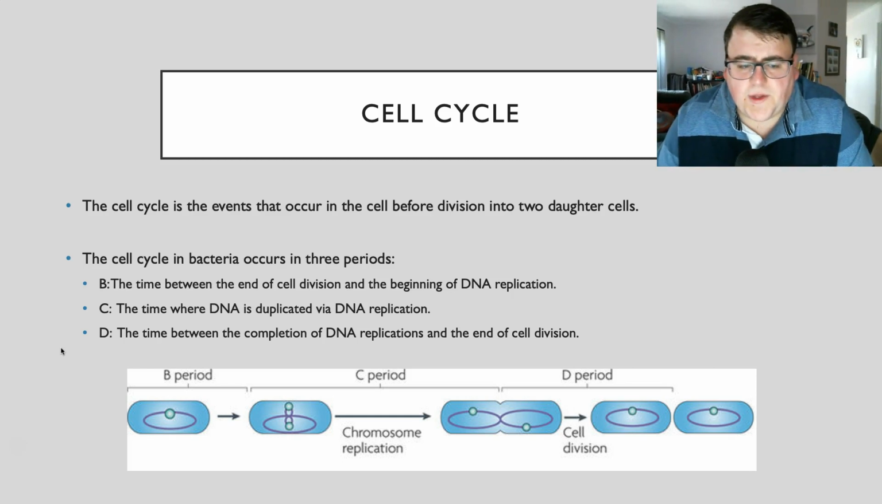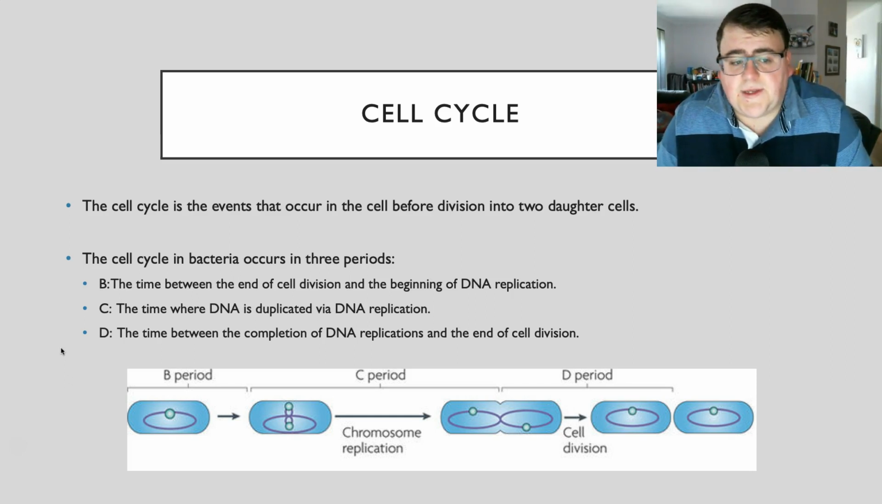The cell cycle. So what the cell cycle actually is, it's a series of events that occur inside of a cell before that cell divides into two daughter cells. It occurs in both prokaryotic cells and eukaryotic cells. This slide's focusing on prokaryotic cells, so the cell cycle in bacteria. And the cell cycle in bacteria occurs in three different stages: B, C, and D.